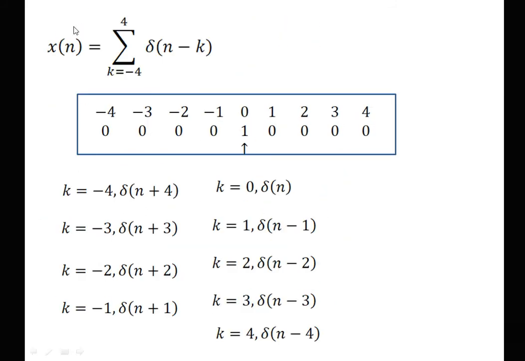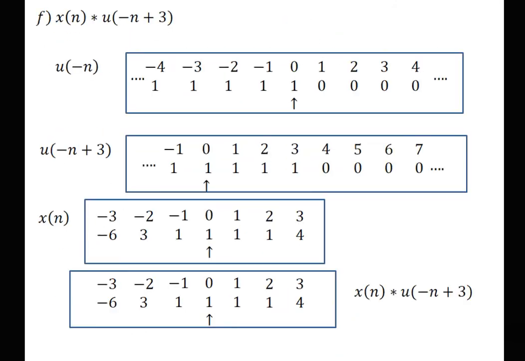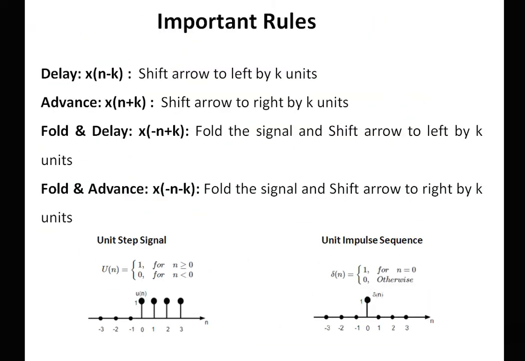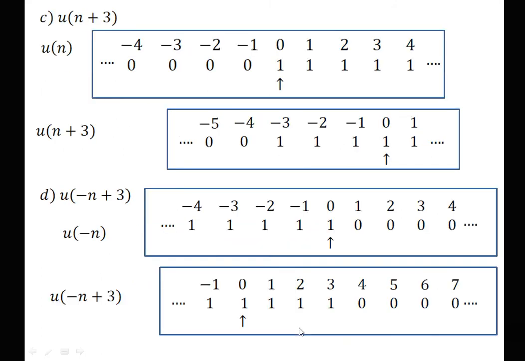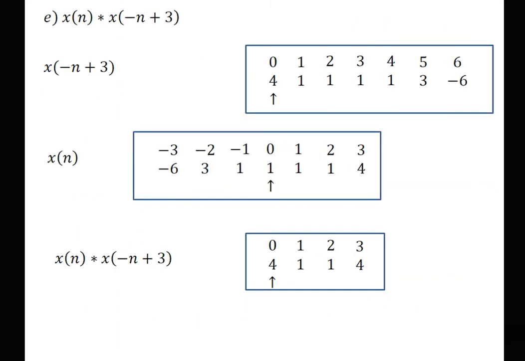Now this is a problem. X of n is equal to summation k equal to minus 4 to 4 delta n minus k. Now the definition of delta, I have written on the first slide: unit impulse sequence or delta function, which is 1 when n equal to 0, otherwise the rest of the time it is always 0. So it is active only when n equal to 0.